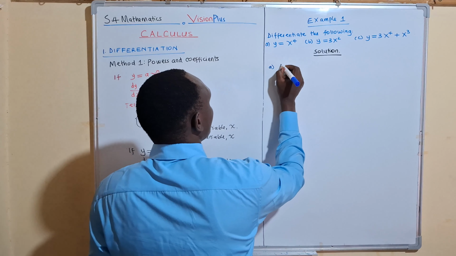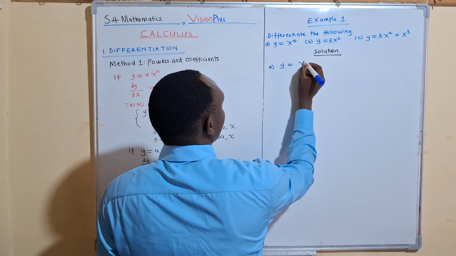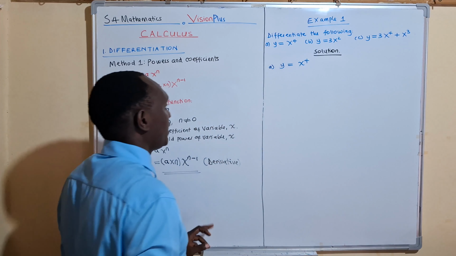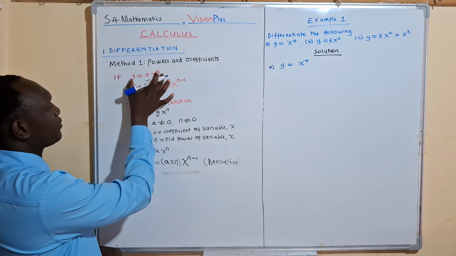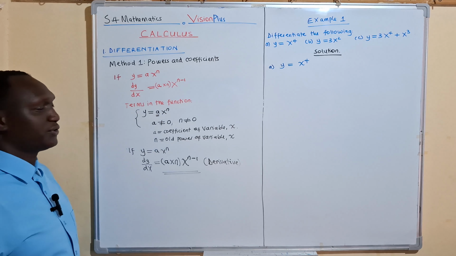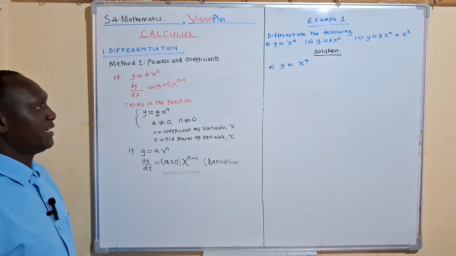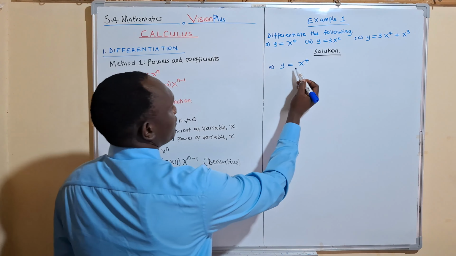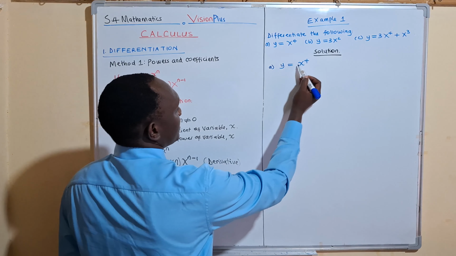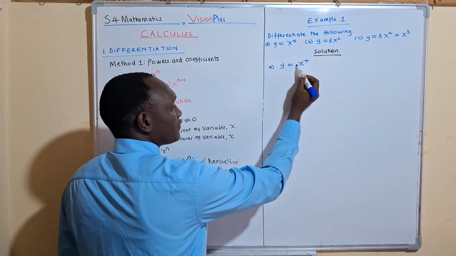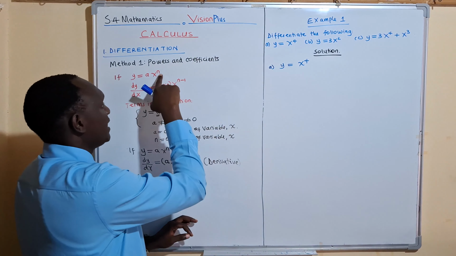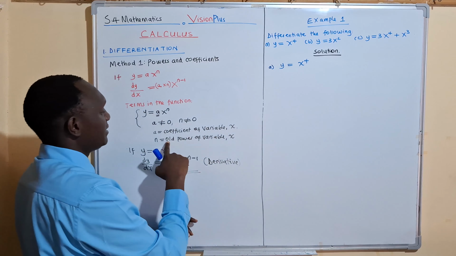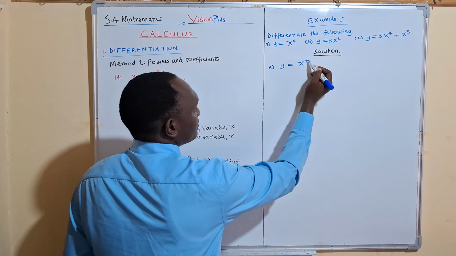For A we are given y equals x to power 4, which we can compare to the original assumed function. What is a? a is the coefficient of x power 4 in this case. So the coefficient of x here is 1. What is n? n is the whole power of x, which is 4.